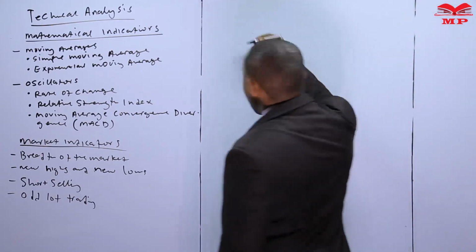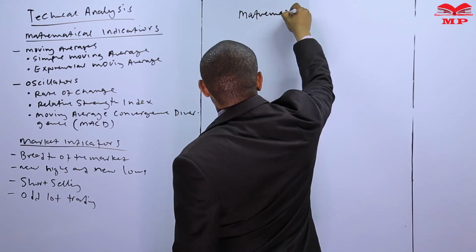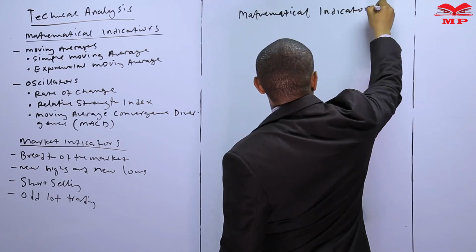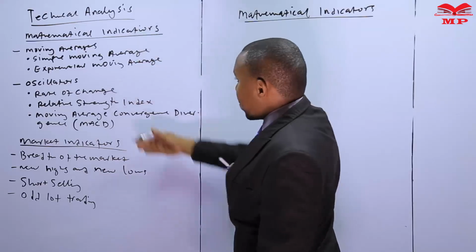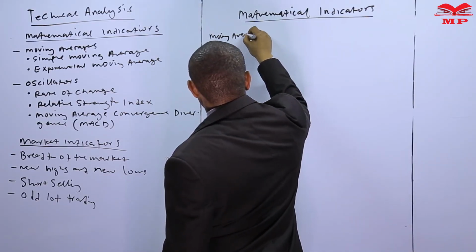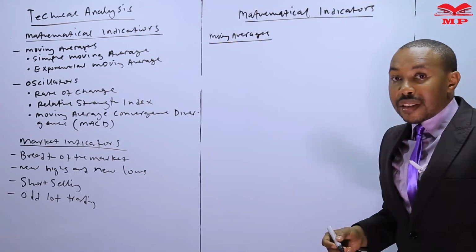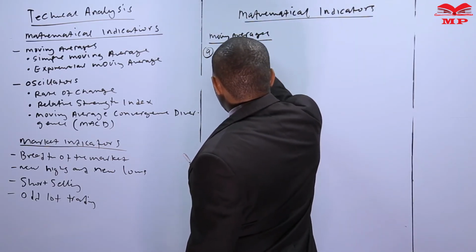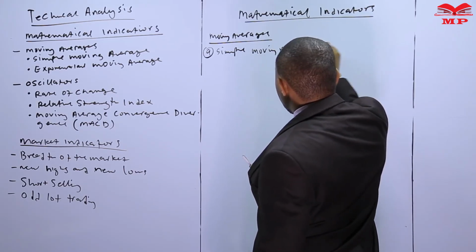So moving on, we will now start off at the mathematical indicators. As described over here, we will first of all begin with moving averages. Under moving averages, there is the simple moving average.